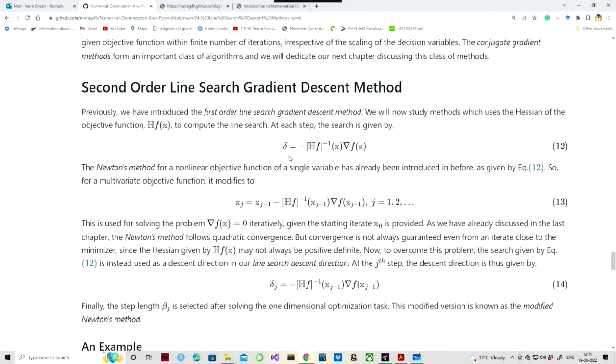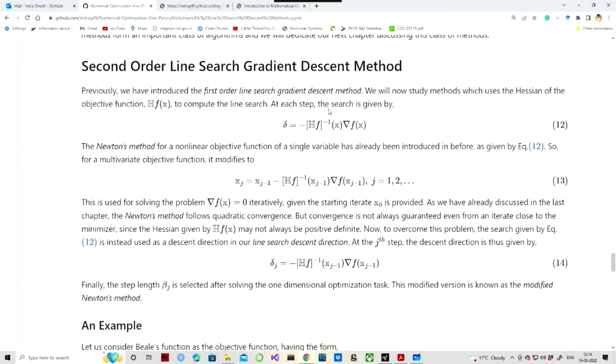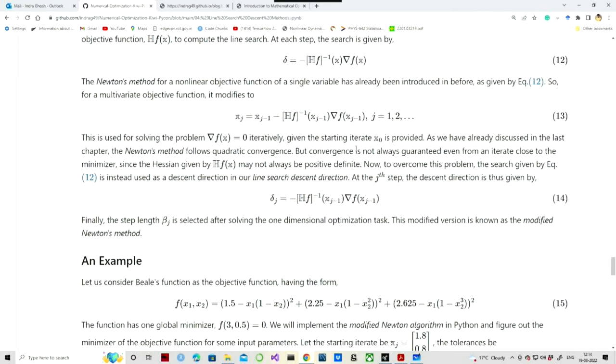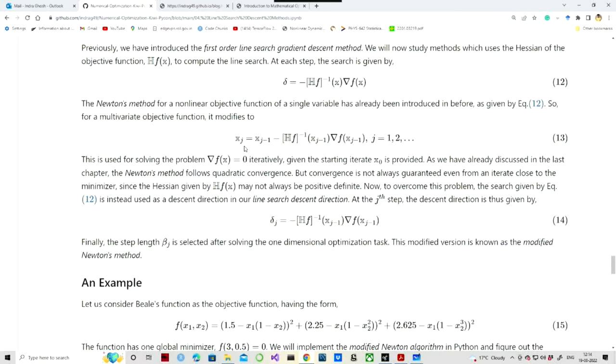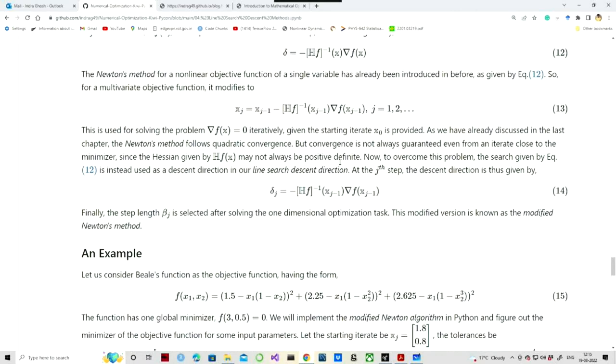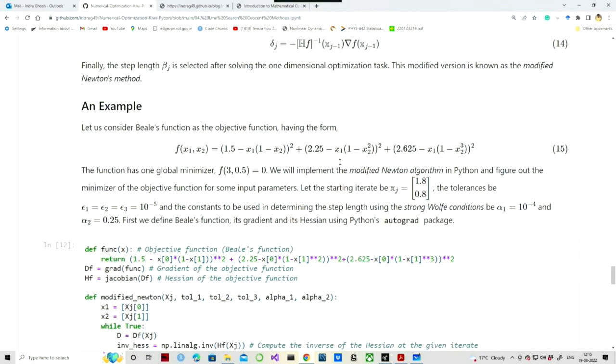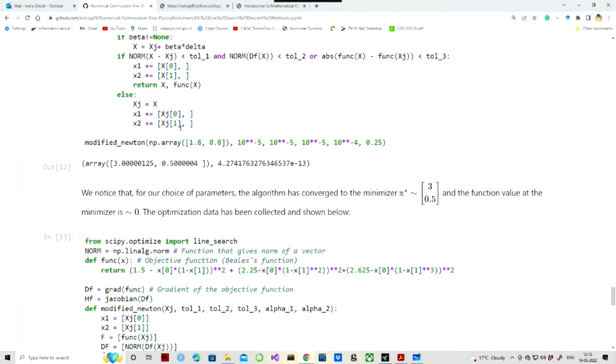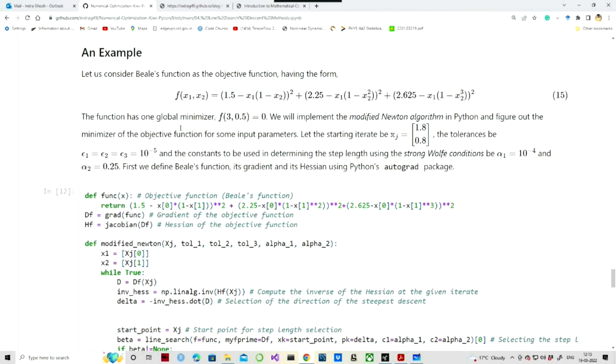So at each step, the search direction is given by this value. Here delta is given by the negative of the inverse of the Hessian, dot product with the gradient. And once you have this delta, the direction, you can choose the next step xj from xj minus 1 using this delta. We can do that here also. So as an example, we have used the Beale function, and we'll implement the modified Newton's.